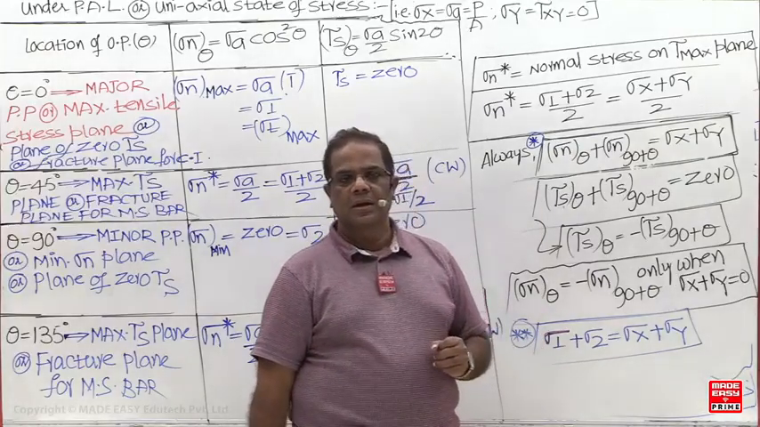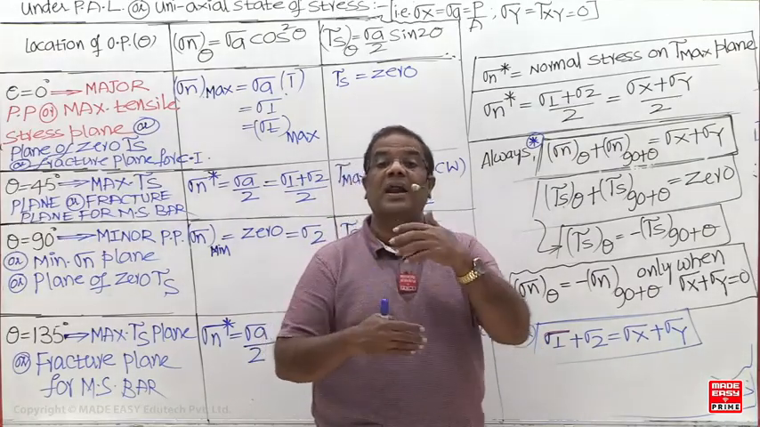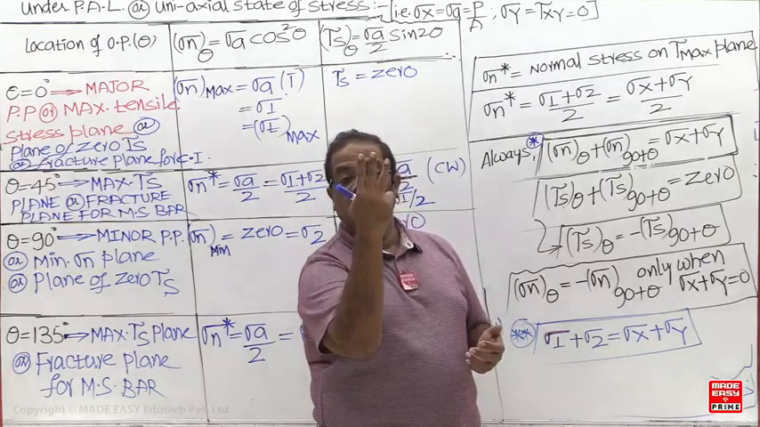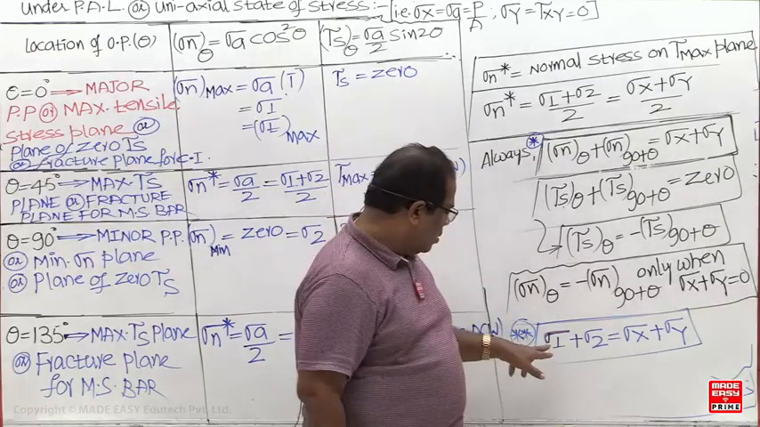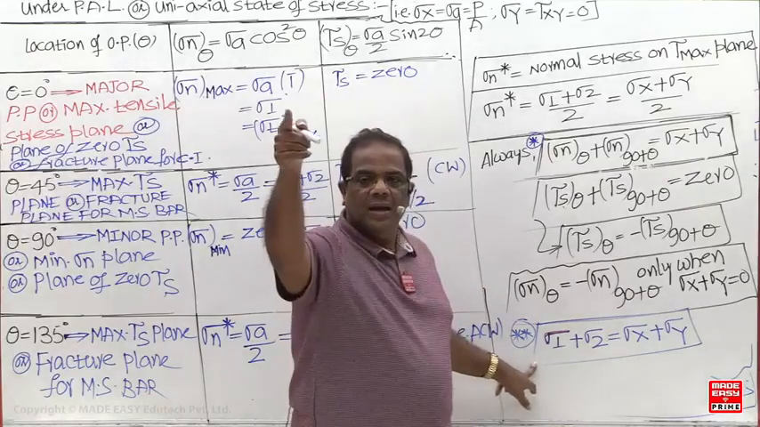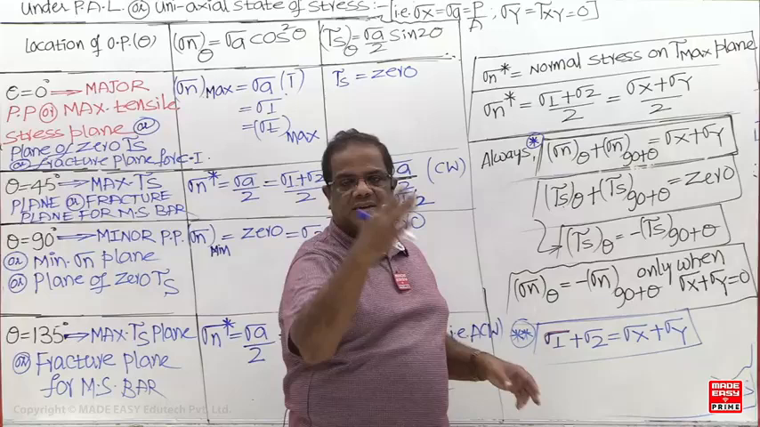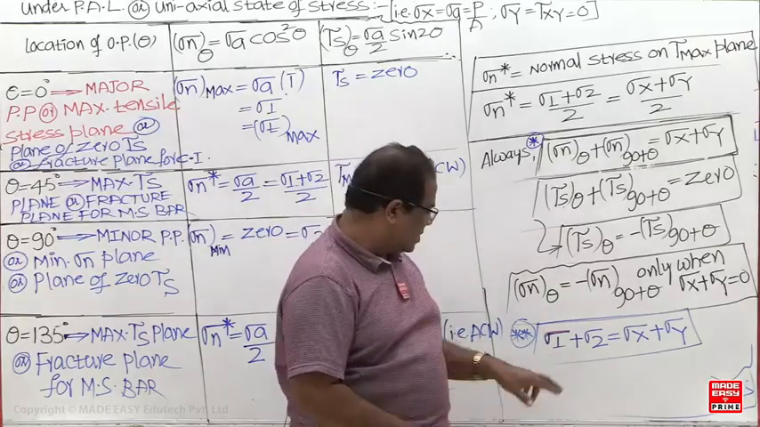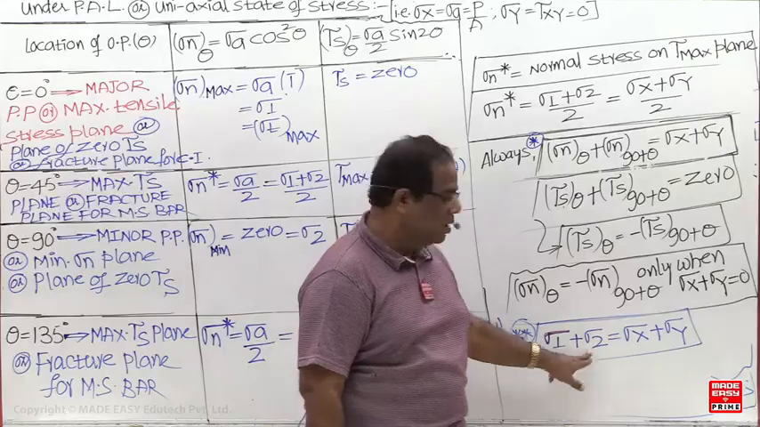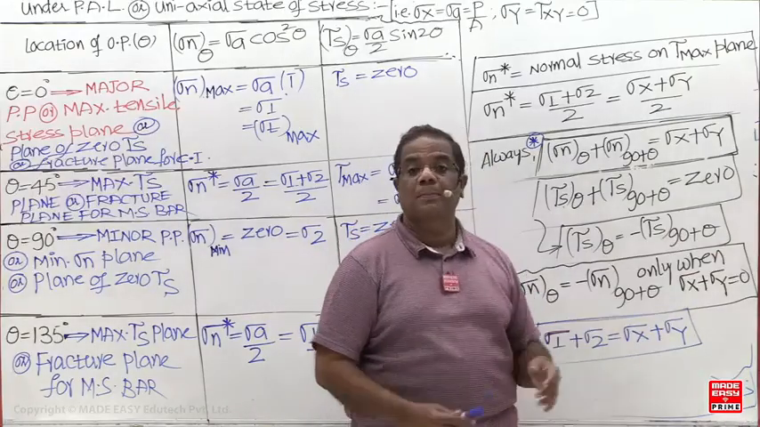Similarly, if you go for triaxial, how many non-zero principal stresses are there? 3. So sigma 1, extension of this one is what now? Similarly, under the triaxial state of stress, there are 3 non-zero principal stresses. Sigma 1 plus sigma 2 plus sigma 3 is equal to sigma x plus sigma y plus sigma z.